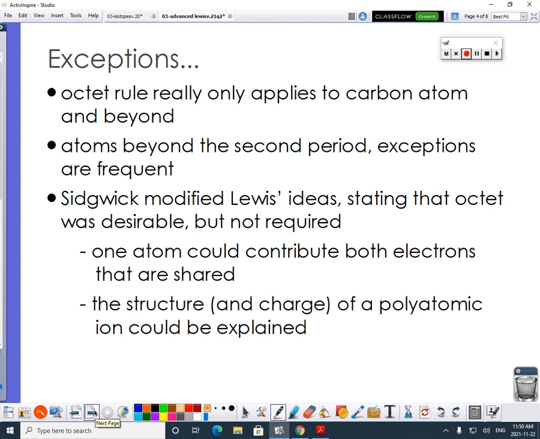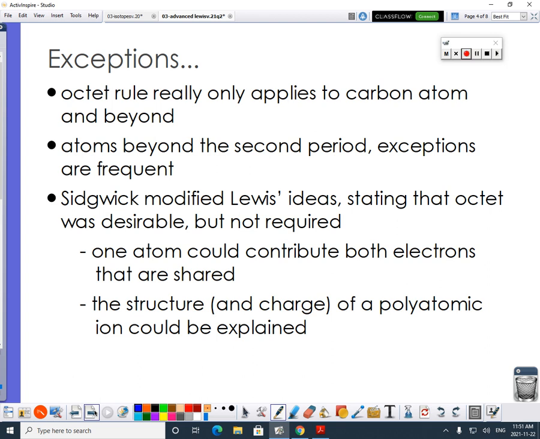So the octet rule really only applies to the carbon atom and beyond. And in fact, we haven't really talked much about carbon. How does carbon behave in a bond? Because sometimes your teachers will say things like plus or minus 4, and carbon actually just shares. So we're going to do organic chemistry last. That is an entire unit on the chemistry of carbon, okay?